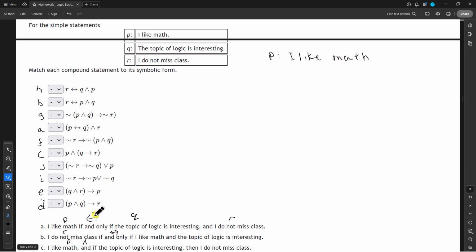And it has an if and only if here. So if and only if it's there. If and only if it's there. Another if and only if. Here's an if and only if here. I have a P, a Q, and a R. And there you have it. So that one's A.